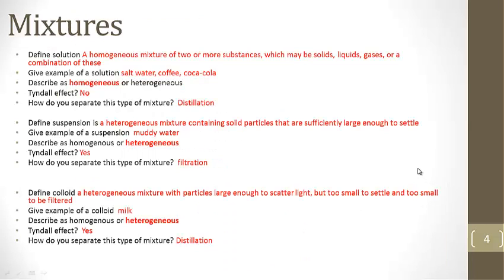Here are some definitions and some examples, and whether or not these examples of mixtures are homogeneous or heterogeneous, whether or not they have Tyndall effect, and how you separate these mixtures. You can pause the video and just read through these things. Of course, the three main types of mixtures that I'm going to want you to know about are solutions, suspensions, and colloids.